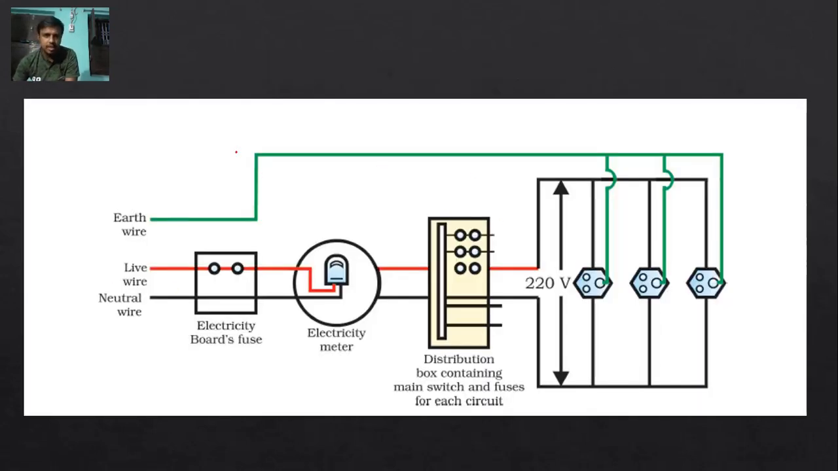This is the schematic diagram. This is the earthing. Have you seen a socket? Socket looks like this, I guess. This one is for the earth wire, this one is for live, and this one is for neutral. Earth wire is green in color. This one is the live wire. This one is the neutral wire.